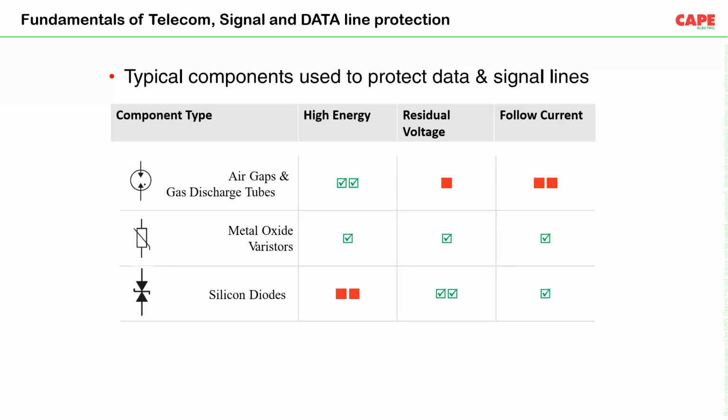Similarly, silicon avalanche diodes can handle a very low amount of energy, but they have very good residual voltage. The clamping voltage is very good. They operate at a very low voltage, plus they do not have a problem of follow current. These are the three components generally used to protect data and signal lines, and these are the properties of these components.